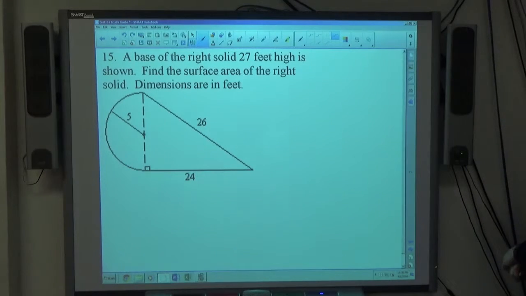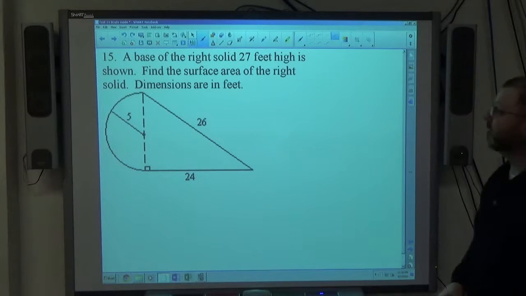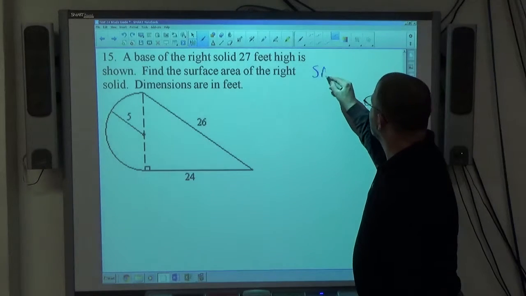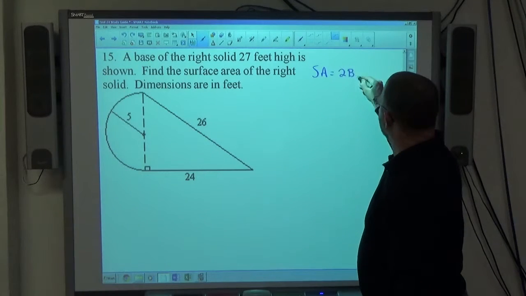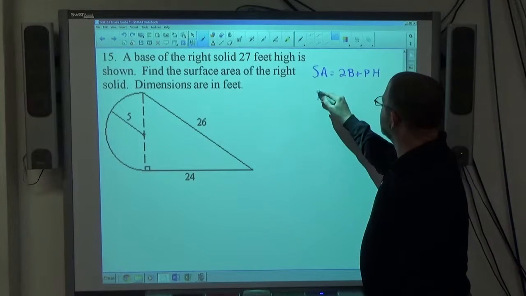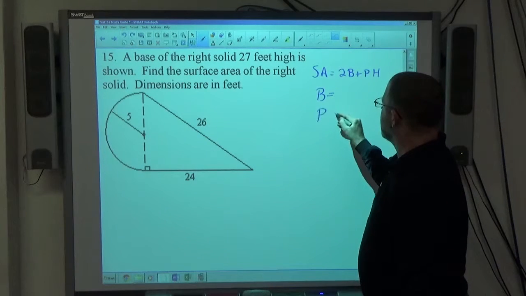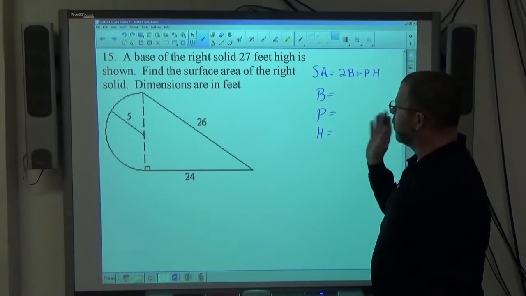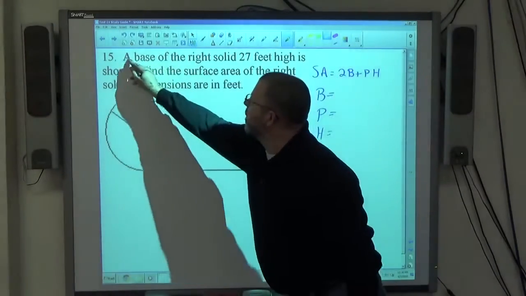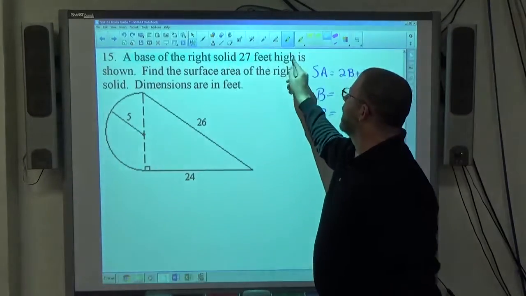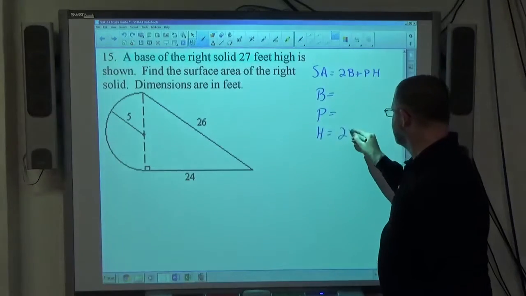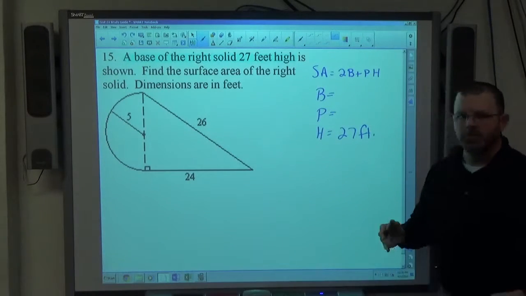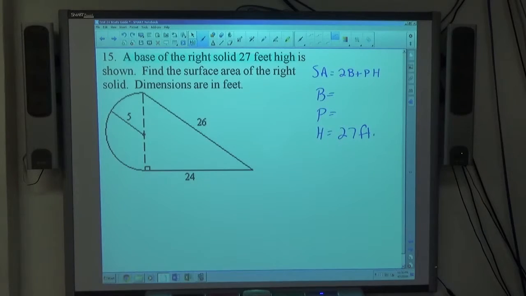And our last one. The base of a right solid 27 feet high is shown. Find the surface area of the right solid. Okay, so surface area is 2B plus PH. B is equal to the area of the base, P is the perimeter of the base, H is the height of the solid. So let's start here. The right solid is 27 feet high, so I already know the height of the solid.